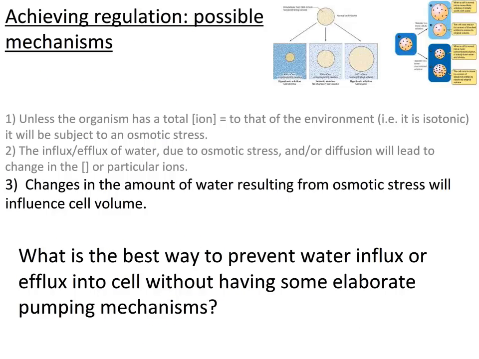So what's another way we could look at regulating our osmotic potential without having elaborate pumping or impermeable carapaces and all the rest, and without affecting our cell volume and things like that? So we are effectively isotonic or isoosmotic with our external environment, but we've still maintained a different ionic composition, etc. What's the easiest way to prevent water influx or efflux without actually actively excreting water or coming up with some elaborate mechanism?